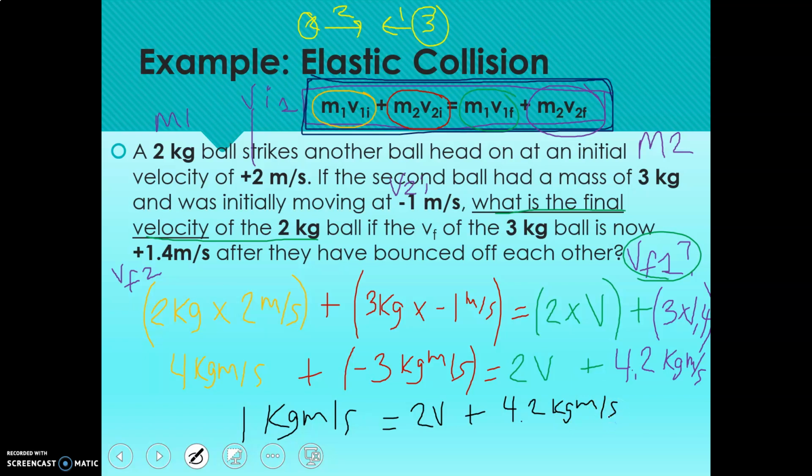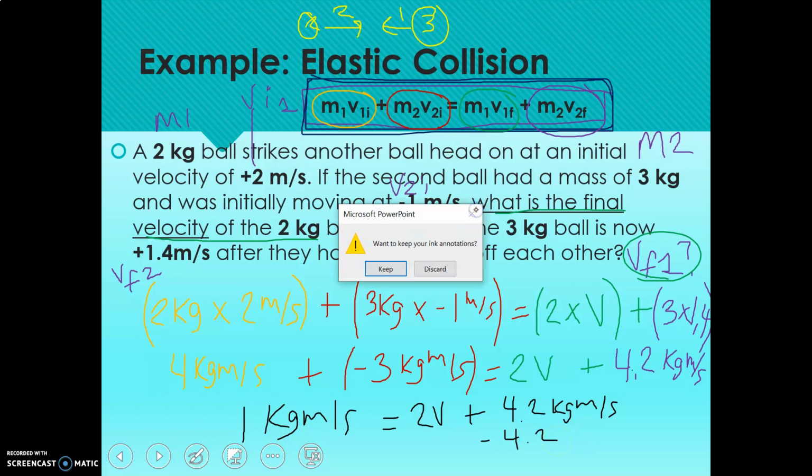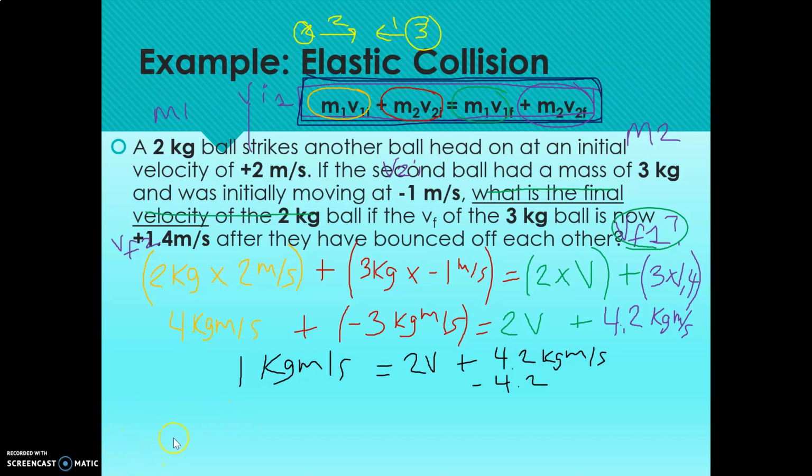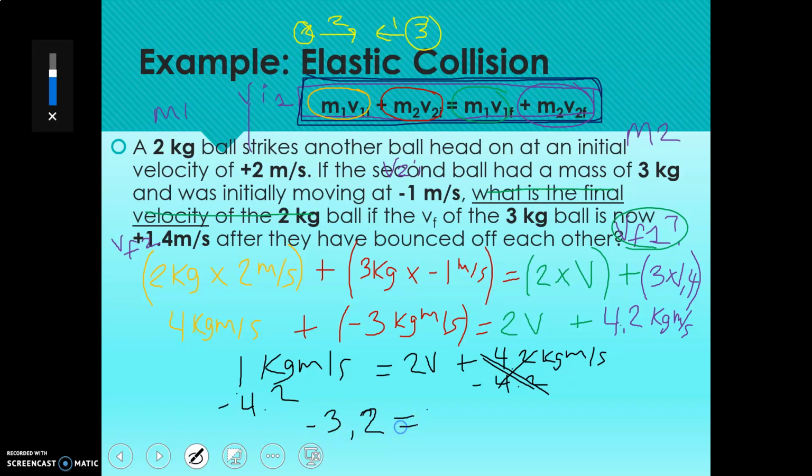So we do need to get V on a side by itself. This is just your regular algebra. So subtract by 4.2. Oop, had to shift the screen a little bit just to give me some room to write. So subtract by 4.2 on both sides. Then you end up with 1 minus 4.2. This cancels out on this side. So we have -3.2 equals 2V.